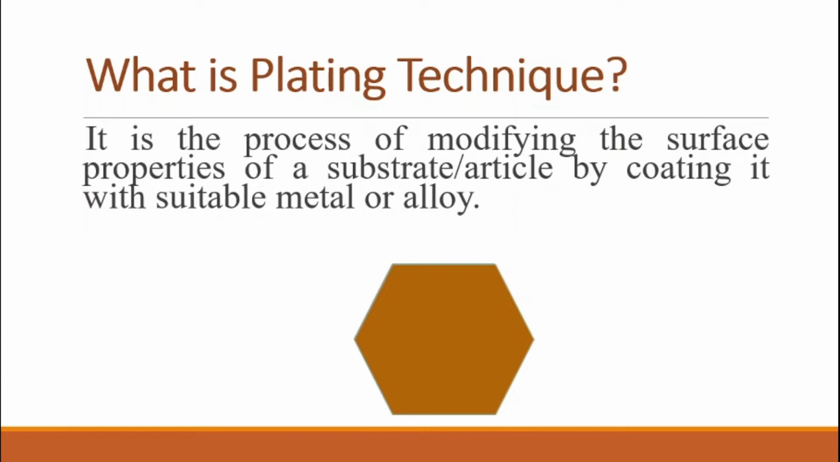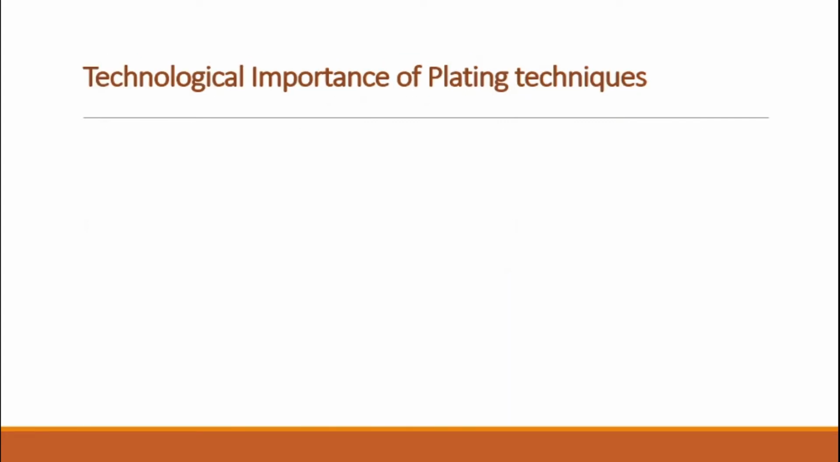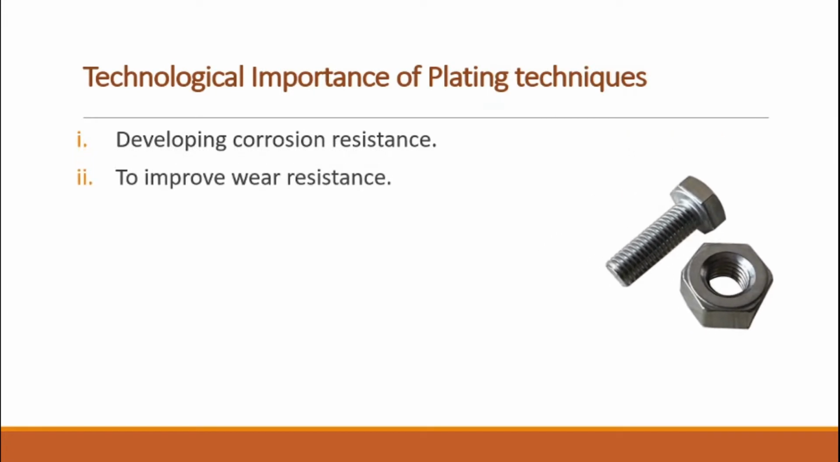By doing this, you can achieve a lot more, not just about a skeleton. There is a lot more importance when it comes to technology. Now we will try to understand what technological importance we have for the plating process. First, you can develop corrosion resistance for any substrate. If it is more susceptible to corrosion, you can deposit a metal or alloy which rarely undergoes corrosion. Normally that helps in nuts and bolts that we use for various machineries.